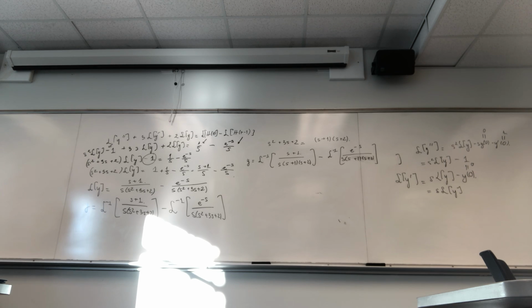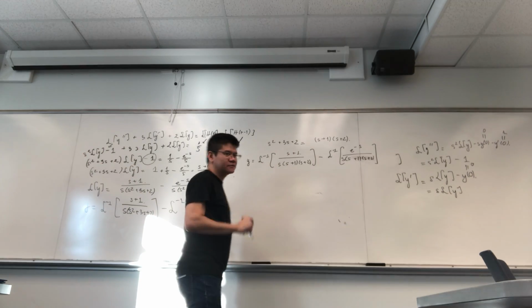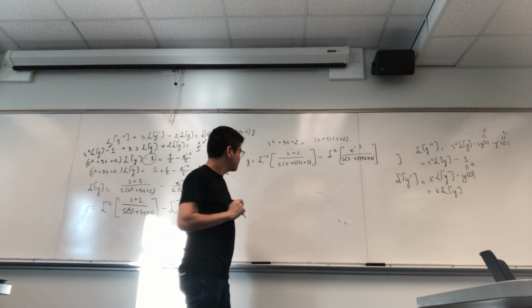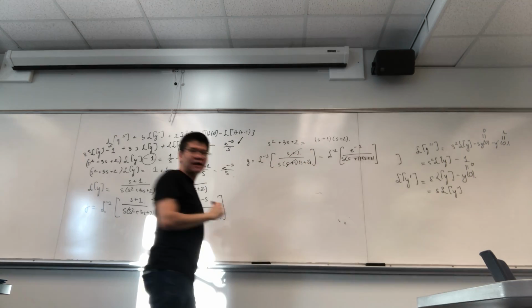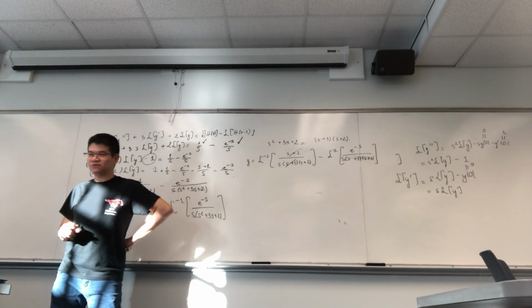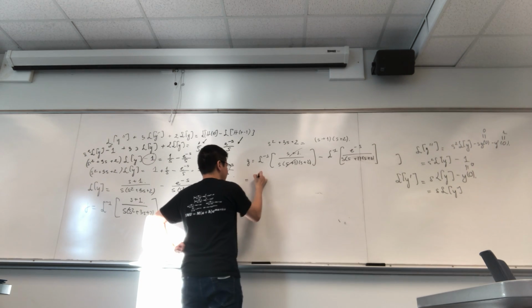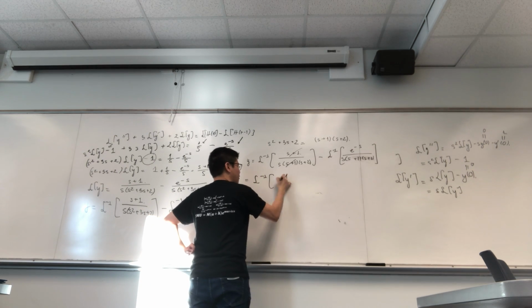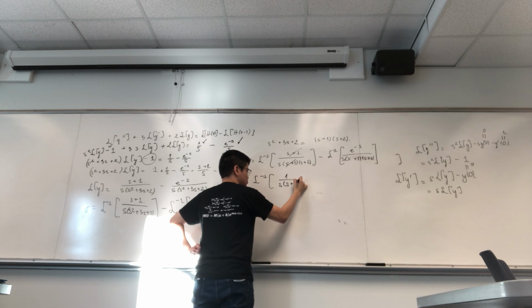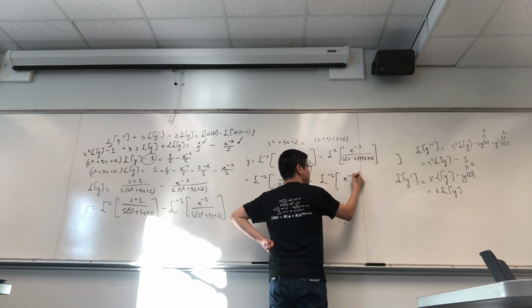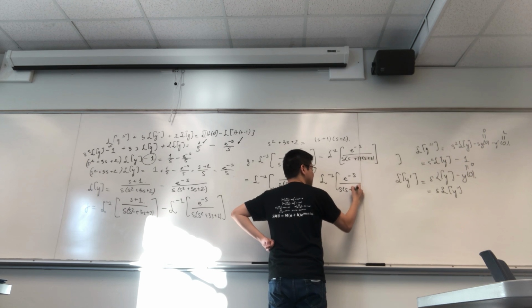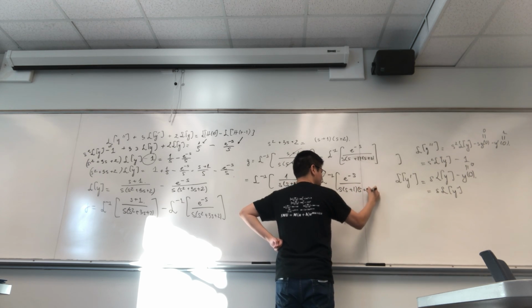In the first term, you can cancel the s plus 1 from the top and the bottom, and then you can use partial fractions. So in the first guy, I can cancel s plus 1, right? So this gives me the inverse Laplace transform of 1 over s plus 2 minus the inverse Laplace transform of e to the power minus s over s plus 1, s plus 2.